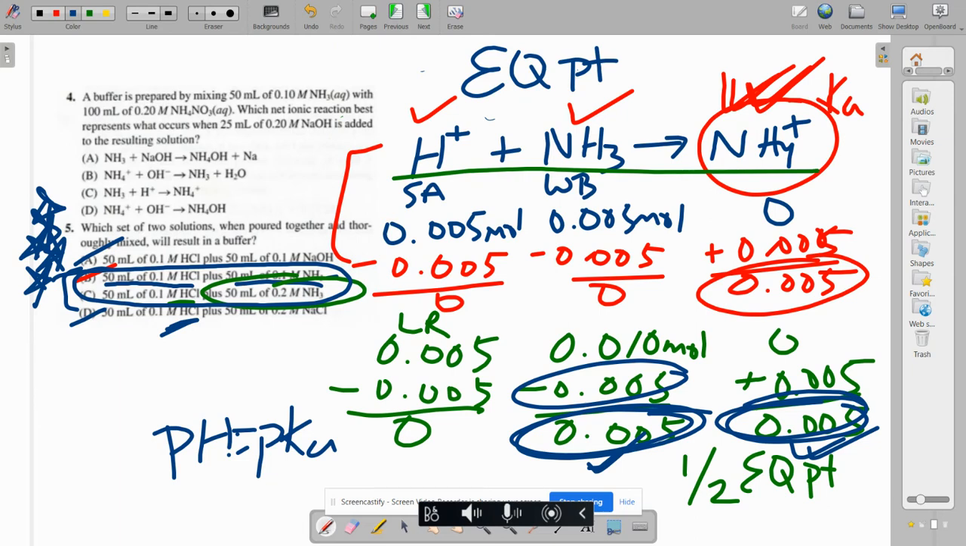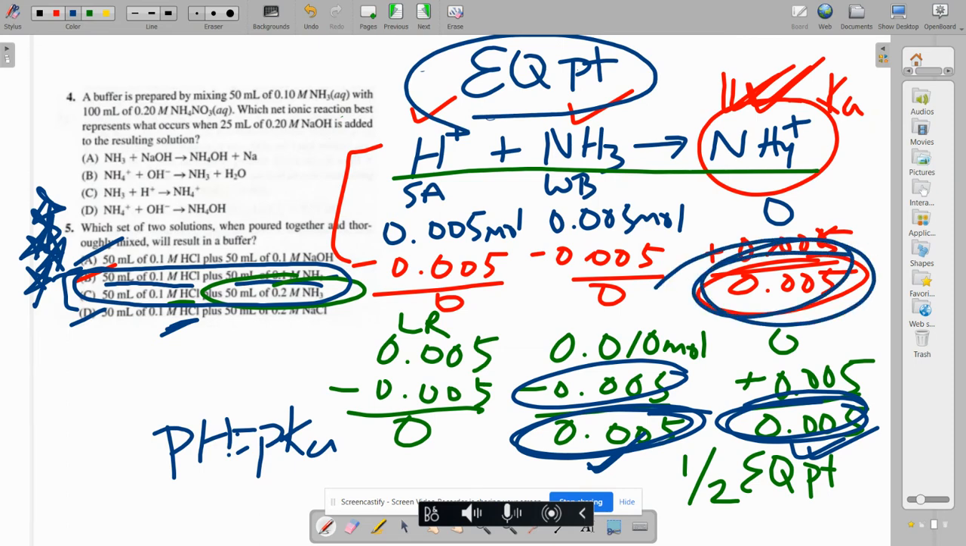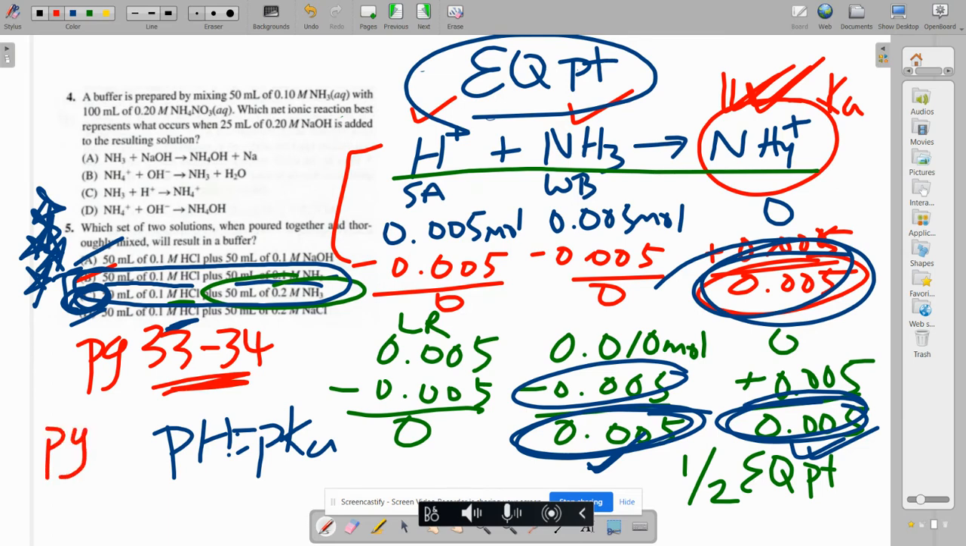It has to be gone. If you have any strong whatever left, then it's definitely not going to be a buffer. And furthermore, you can't be at the equivalence point, because that won't be a buffer either, because the NH4 plus will be the only thing there and it'll hydrolyze. So, I think that was a really long answer, but I'm telling you, that is an important question. And if you feel like you need more practice, we did some of these on pages 33, 34 in the binder. Key is posted on Schoology. And on the next page, it's optional practice, but pages 35, 36, I think there's some other practice just like that. So, if you need to, go ahead and make sure you practice these.